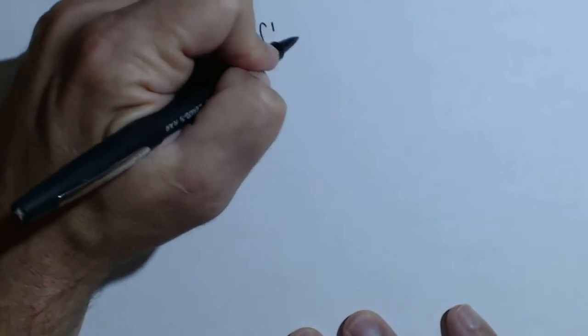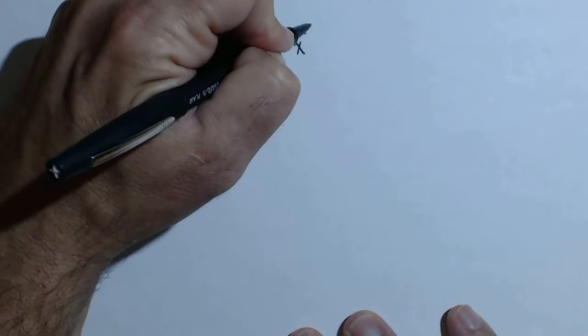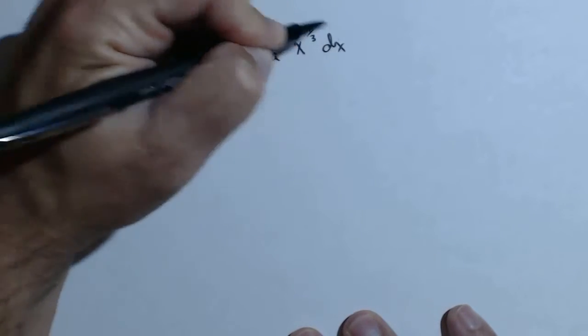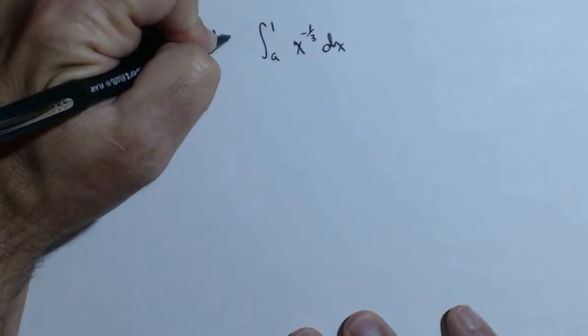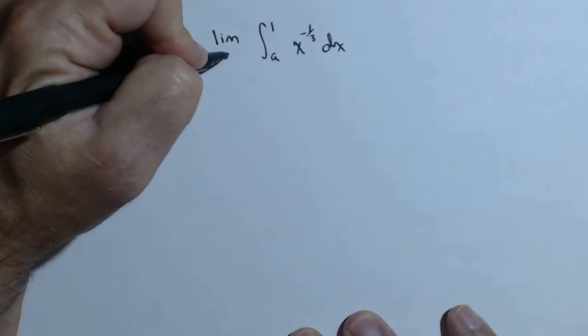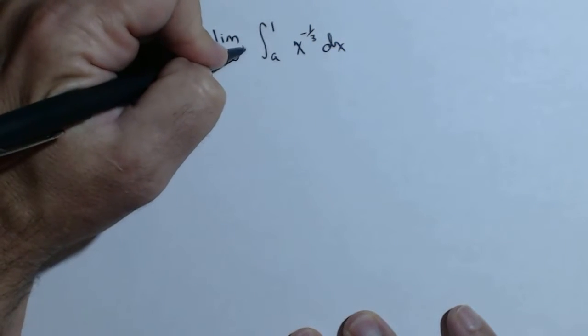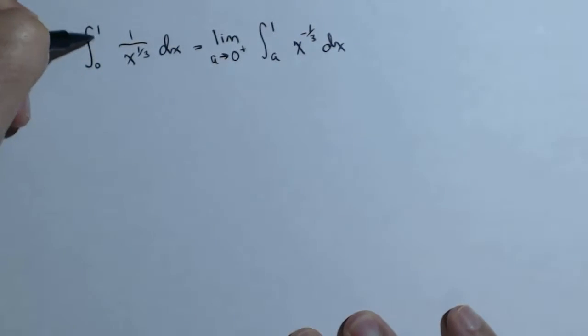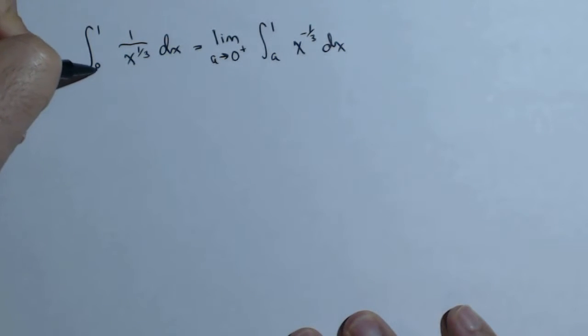So a to 1. I'm going to write it as x to the minus 1/3 since we're going to be finding the antiderivative, dx. And then we make this a limit to compensate for the fact that we changed that to an a. And a is going to go to 0 from the right. The reason from the right is because we're coming from inside this interval to 0.